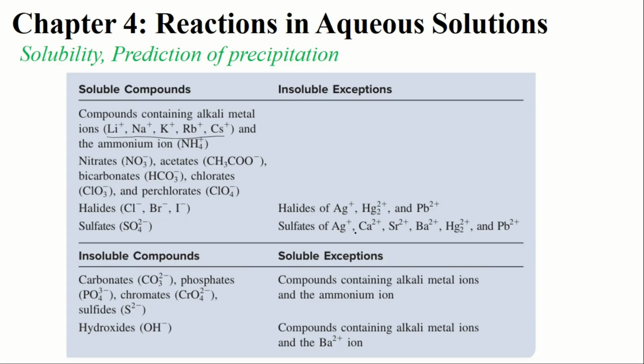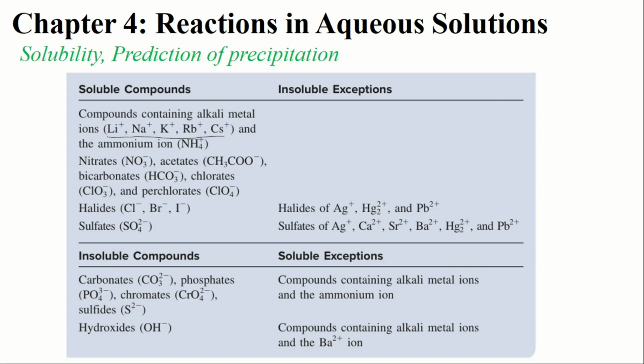Insoluble compounds like carbonates, phosphates, or chromates are insoluble. However, not all halides are soluble: halides of silver, mercury, and lead are insoluble. Keep in mind some of these items.